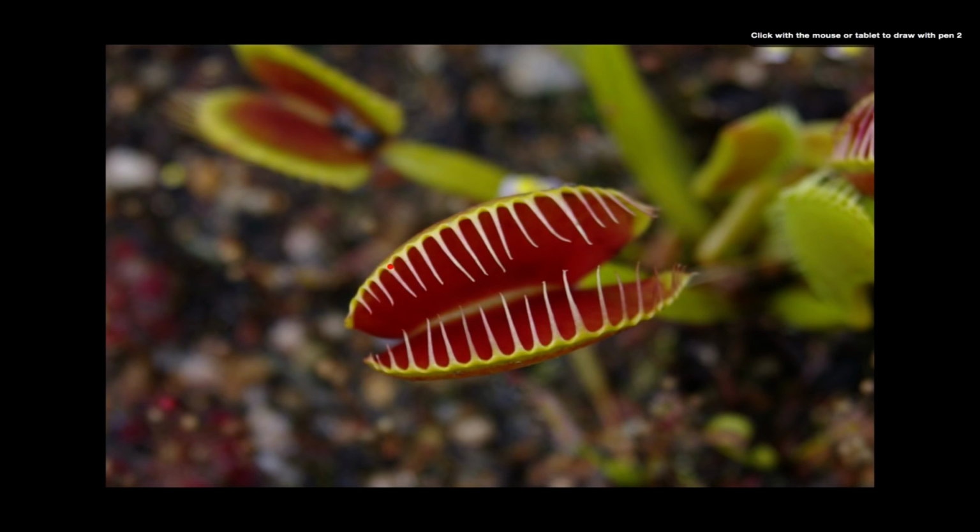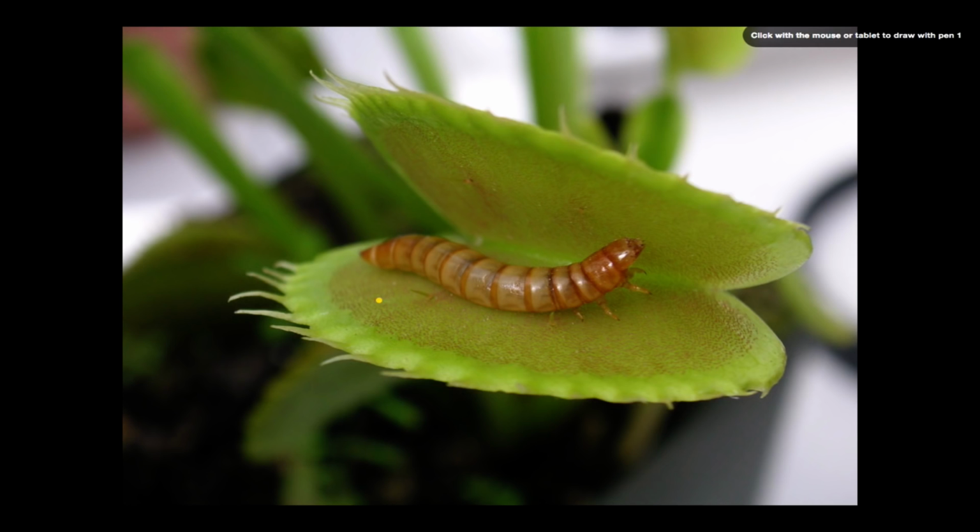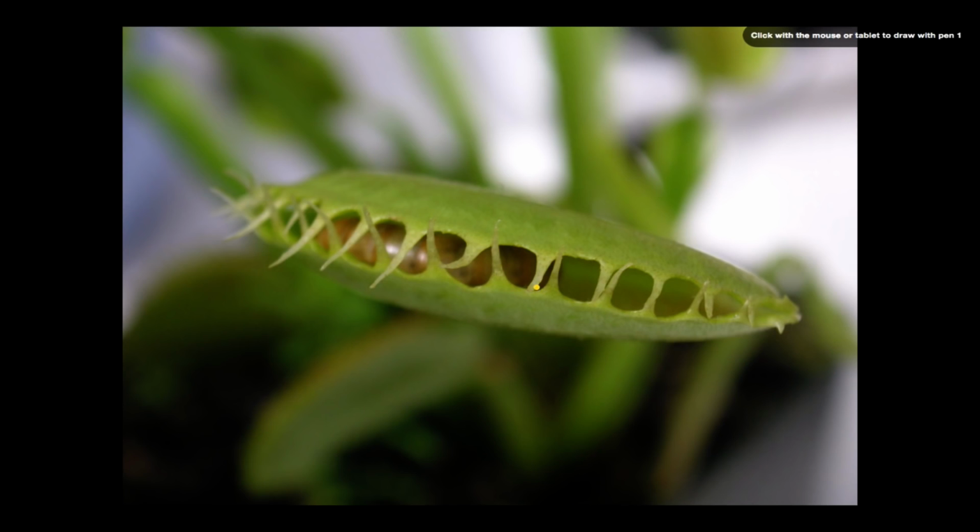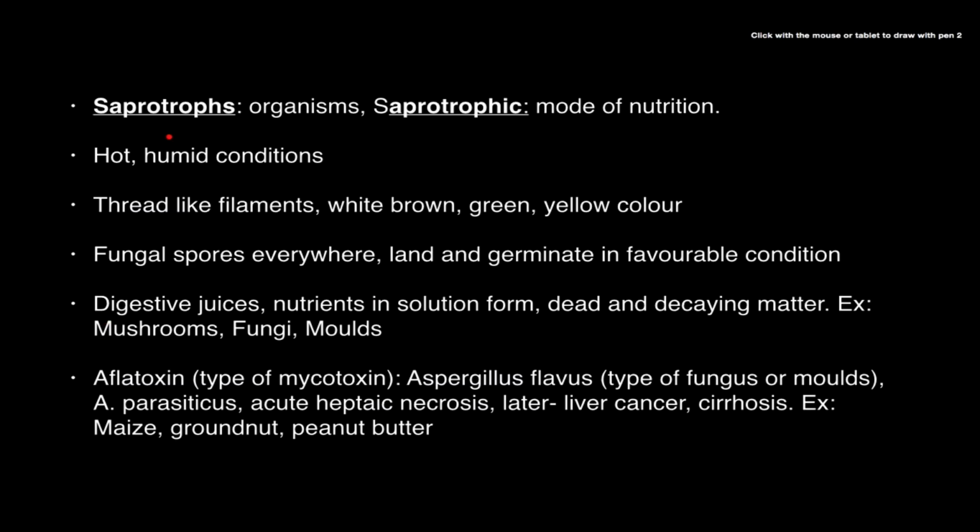Now this is what is called the Venus flytrap. It looks very scary, it's what they show in cartoons. Here the insect will sit like this happily. As it sits, the trap will close and obviously there will be death and the plant will get nutrients out of it. Now what are saprotrophs?